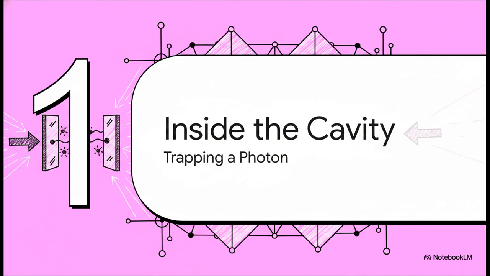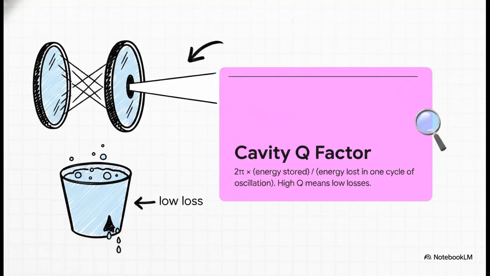Trapping a photon. So, to actually trap light, physicists use an optical resonator, or what we call a laser cavity. And the most important metric here is its Q factor, or quality factor. Mathematically, it's just 2 pi times the energy stored in the cavity divided by the energy lost in one oscillation cycle. But honestly, just think of the laser cavity like a leaky bucket, but instead of water, it's holding bouncing light between two mirrors. A high Q factor means a low loss cavity, a really tight bucket.